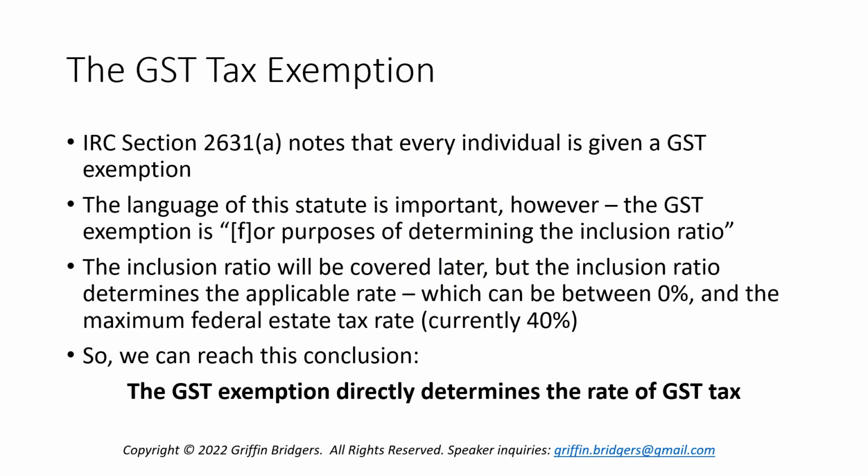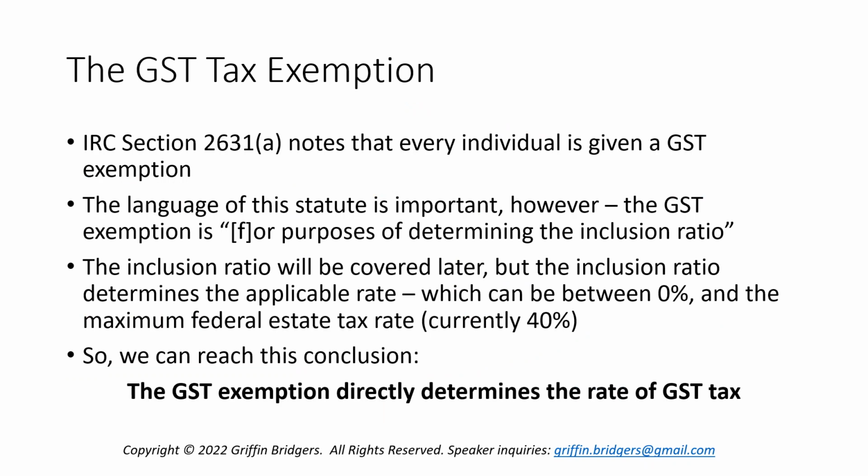So the language of the statute is pretty clear that the GST exemption is, quote, for purposes of determining the inclusion ratio. Now that's an important point to remember, and I'll paraphrase it a bit down below, but we're not going to get into the inclusion ratio yet, because even though it's covered later, it's going to determine our applicable GST tax rate. And what we're going to find out is that this amount could be anywhere between 0% and the maximum federal estate tax rate at whatever amount it might be at the time. Currently, that max is 40%. It could go up in the future, could go down, we just don't know.